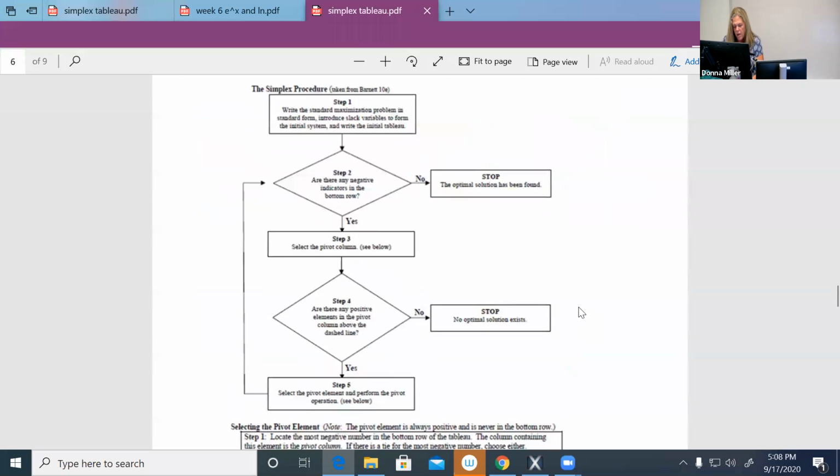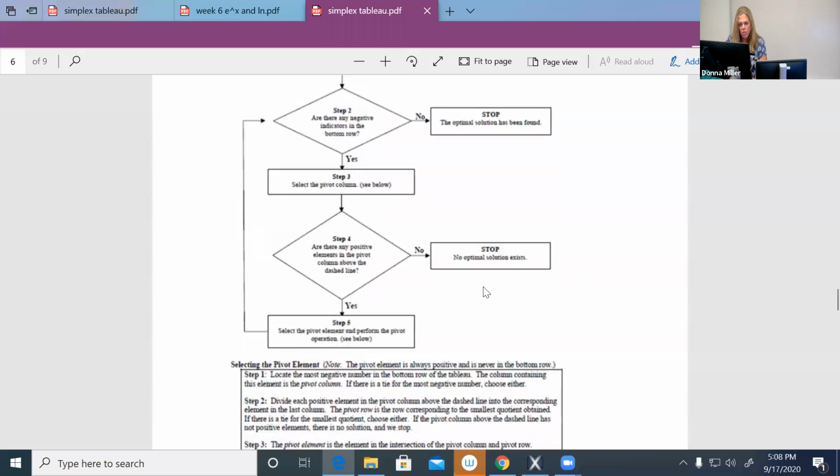All right, and I'll put this up here. It's a little flow chart for doing that. I borrowed it from me now. But basically, you write your matrix problem down. Are there any negative indicators? Yes, select the pivot column, select the row from the quotients above the dashed line. Pivot, come back, are there any negative indicators? You keep going until all the things in the bottom are positive, okay?